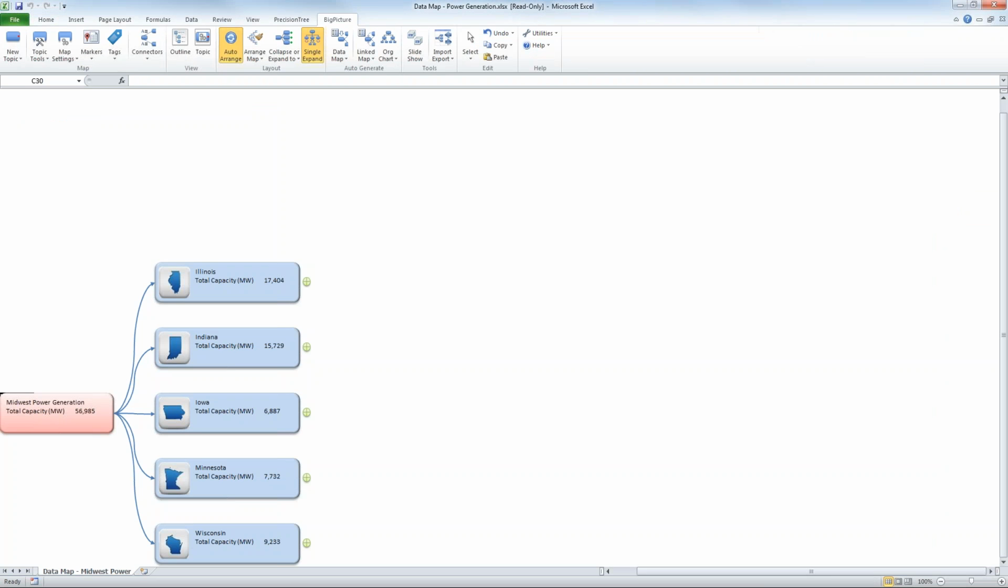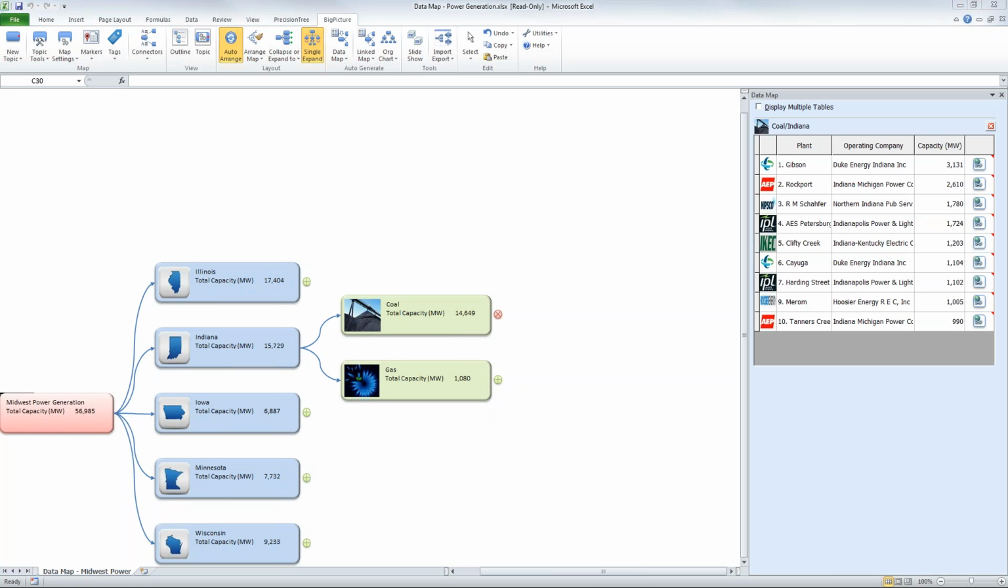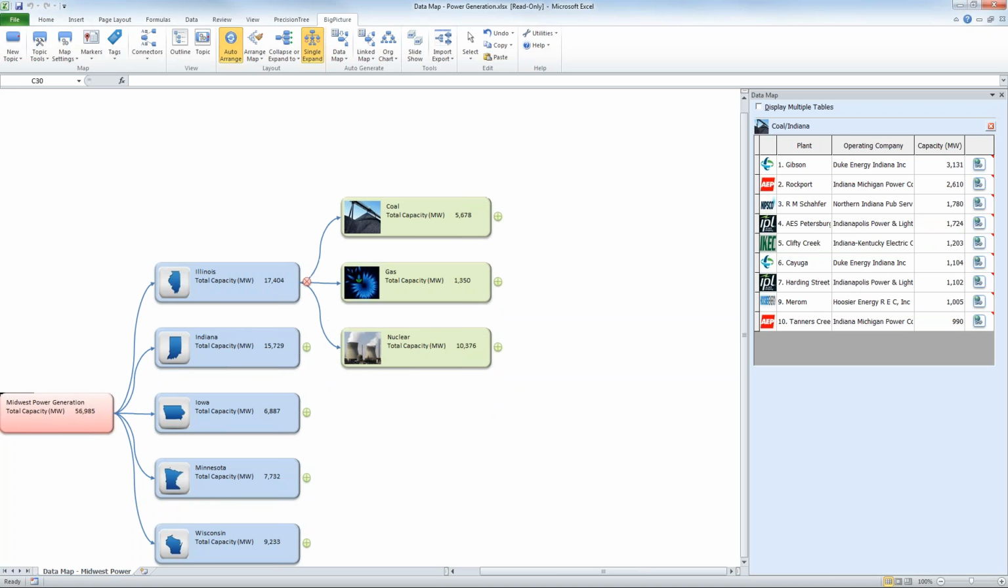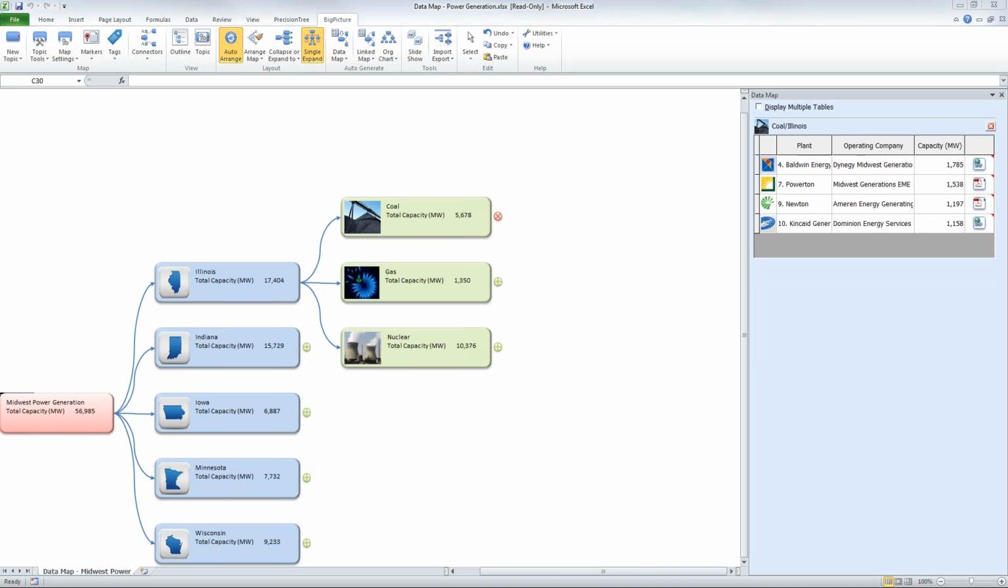So here we have all that data that you saw in that spreadsheet, and it automatically creates this visual map for you. We have Illinois, Indiana, Iowa, Minnesota, and Wisconsin. If I open this up, I can see in Indiana they have coal and gas, and here's what they have for their coal. If I want to see Illinois, I can say, here's what Illinois has for the coal. But wait, I want to see them together.